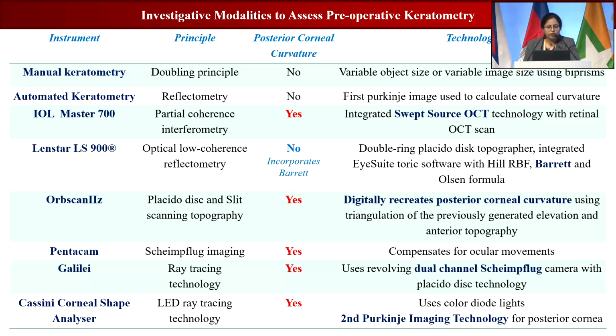So, just an overview of the investigative modalities to assess preoperative keratometry. The newer optical biometers and devices used for IOL power calculation all measure posterior corneal curvature either directly or incorporate it in their formula. They are based on various technologies, as I just elucidated earlier: swept source OCT, Barrett digital recreation of the posterior corneal curvature, dual channel Scheimpflug, or Purkinje imaging technology.